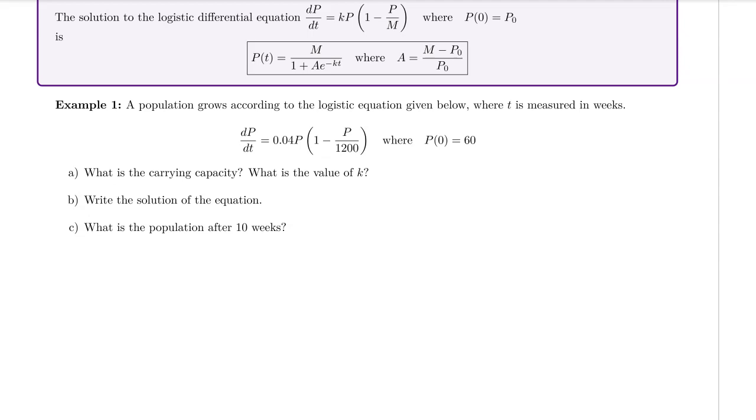This is part 2, where we're talking about models for logistic growth. Example 1 says a population grows according to the logistic equation given below, where t is measured in weeks. We have the differential equation dP/dt equals 0.04P times (1 minus the fraction P over 1200), where P of 0 is equal to 60. Part A says, what is the carrying capacity and what is the value of k?